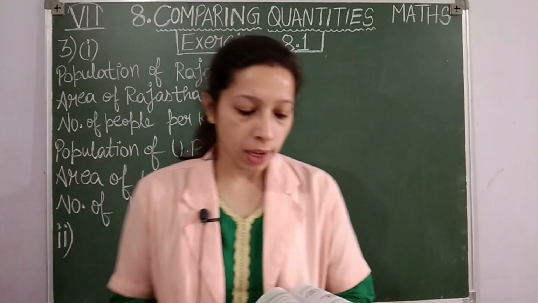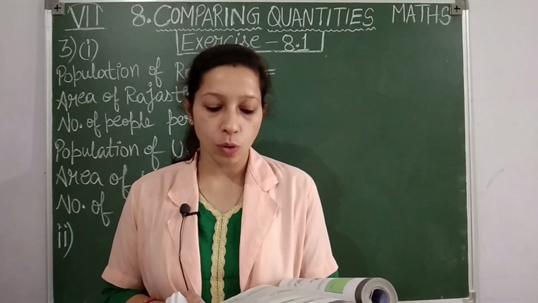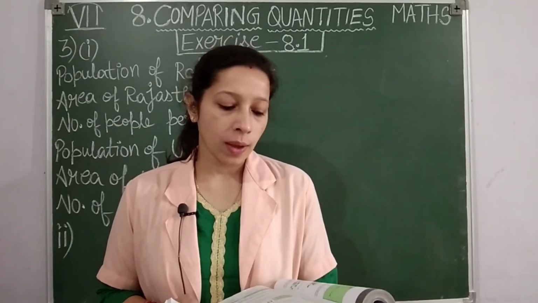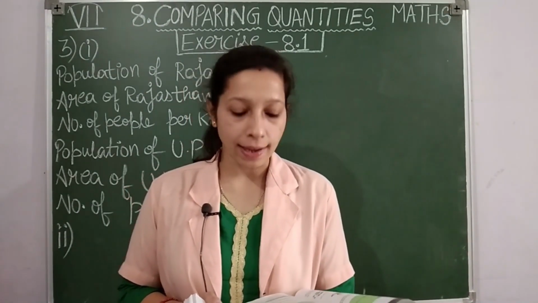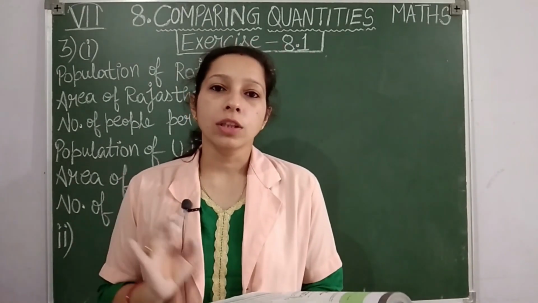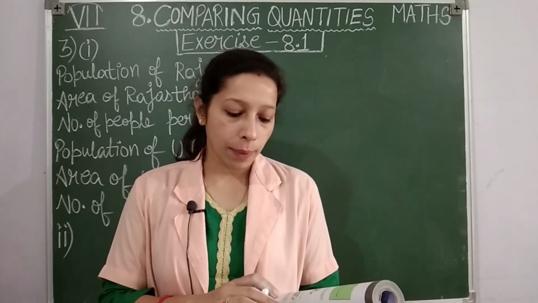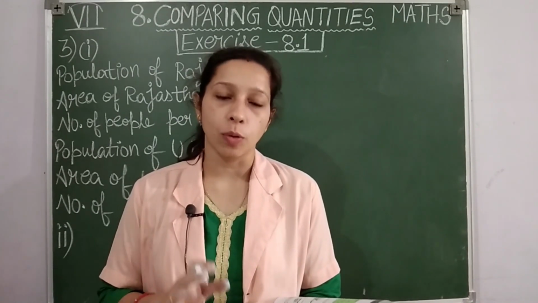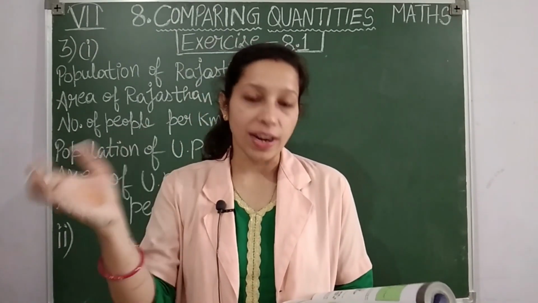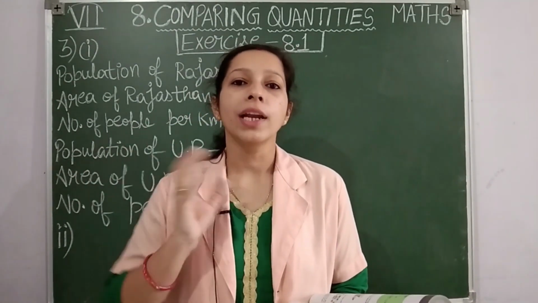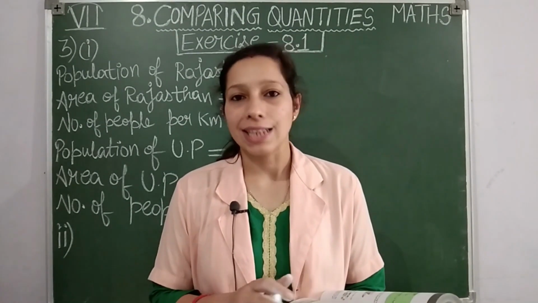So students, question number 3: population of Rajasthan is equal to 570 lakhs and population of UP is equal to 1660 lakhs. Then area of Rajasthan is given as 3 lakh kilometer square and area of UP is given as 2 lakh kilometer square. Fine. So for both the states we are given their population and areas. First point, how many people are there per kilometer square in both of these states. So you have to find out, students, in every kilometer square, how many people live in the given states. Let us see how to do it. And yes, second point, which state is less populated.